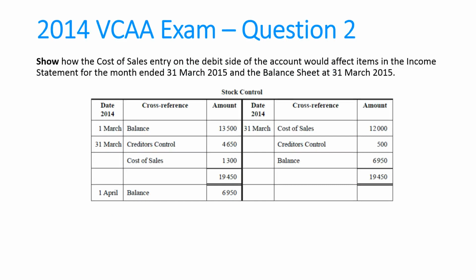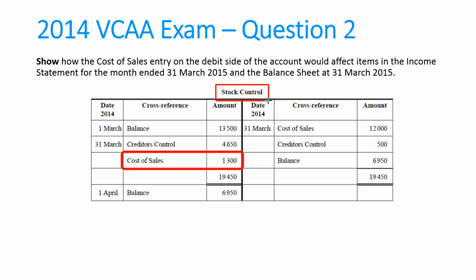And what was interesting about it is they gave you a ledger, but it all focused on one number. It said, can you talk about that debit entry there for cost of sales of 1300, and that's gone into the stock control ledger up here. So what we want to do is say how that entry will affect items in the income statement and the balance sheet?